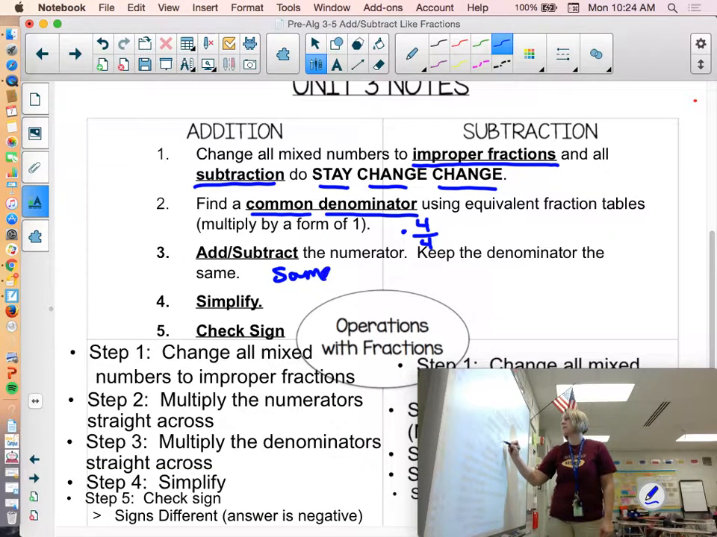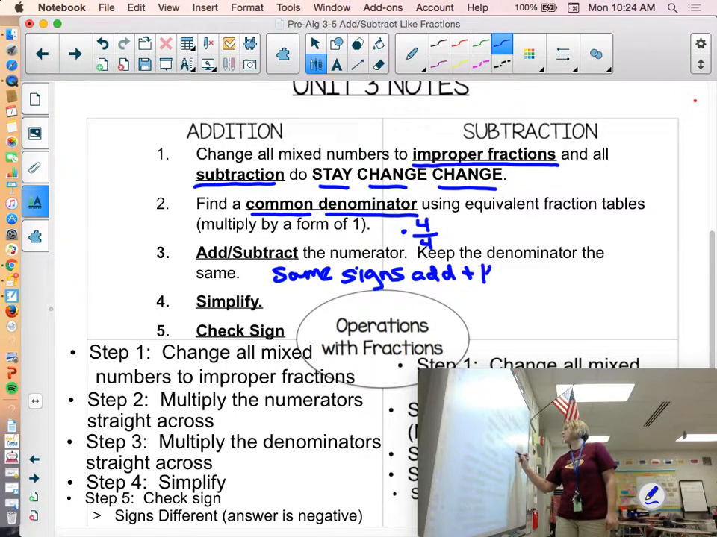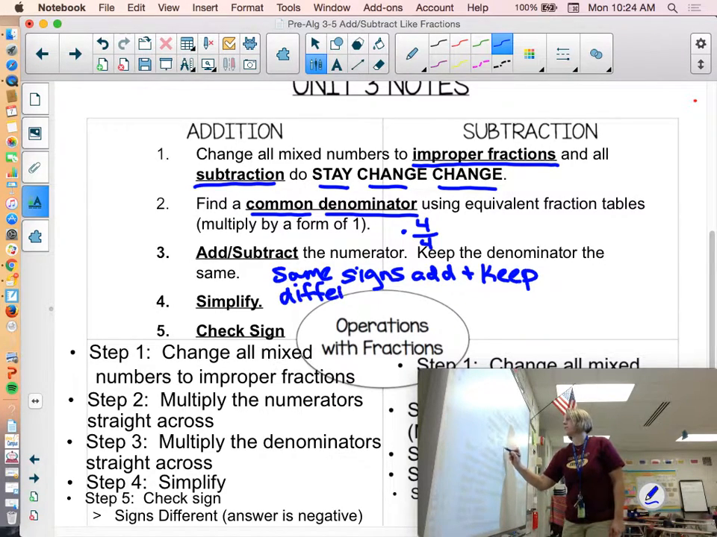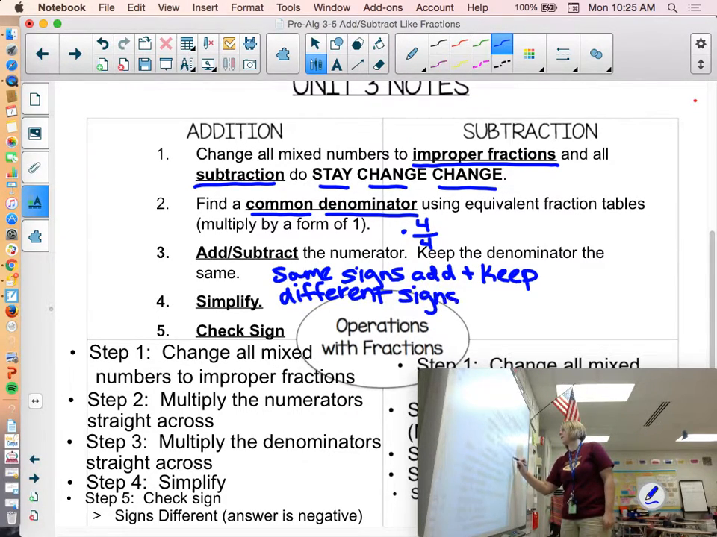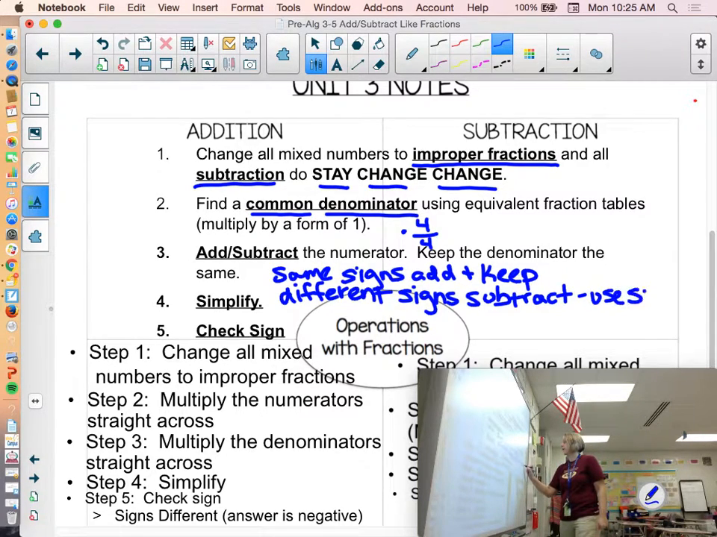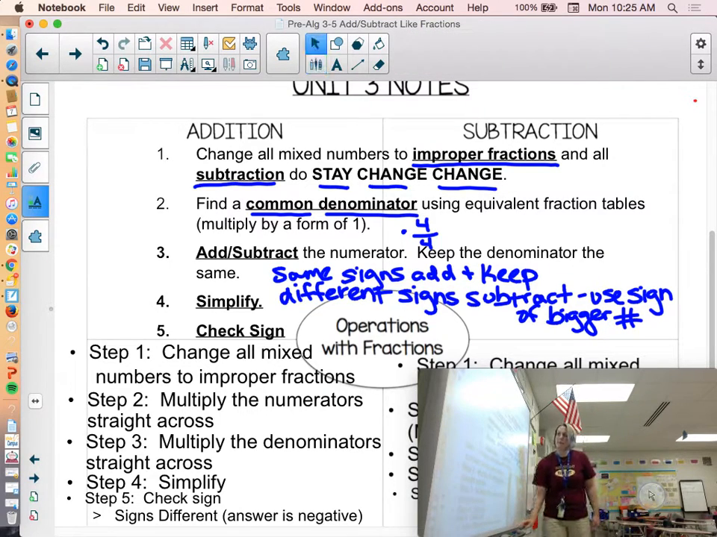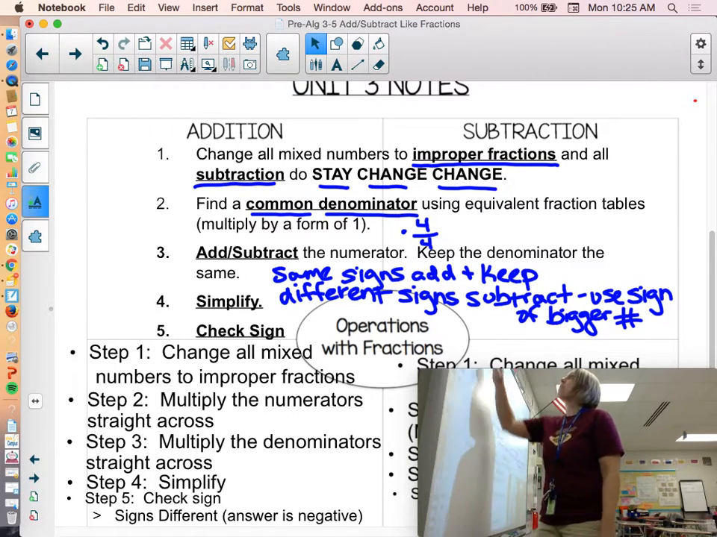Same signs, add and keep. Different signs, subtract. Don't forget step 4 is always to simplify, and step 5 is to check the signs. Remember when we subtract, different signs subtract, then you use the sign of the bigger number. All right. So page 5 should now be complete. If you didn't get it complete, make sure you pause the video.